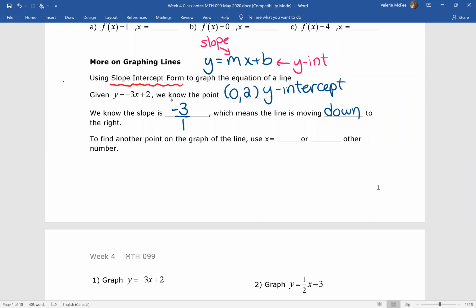So we have to use x equals 1 or, and this is important, or any other number. It doesn't matter what number you use to find another point on the line. Remember, there is a video posted on the class Moodle page, how to graph using Pearson MyLab. I would suggest you take a minute to watch that so you can see how this works in Pearson as well.